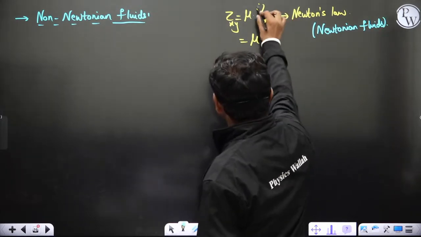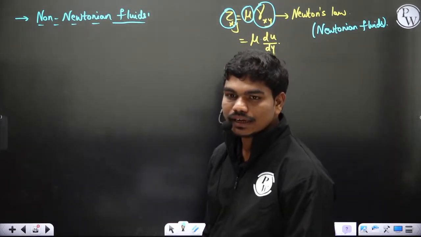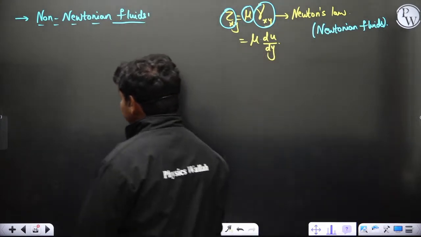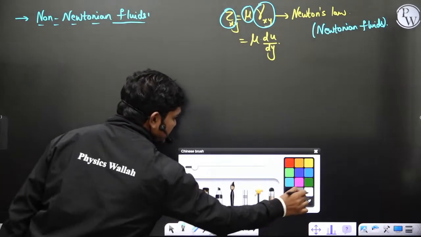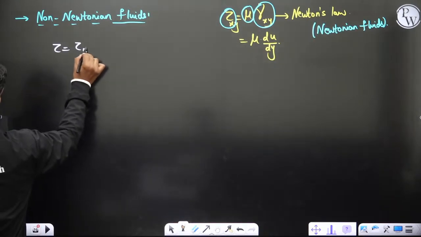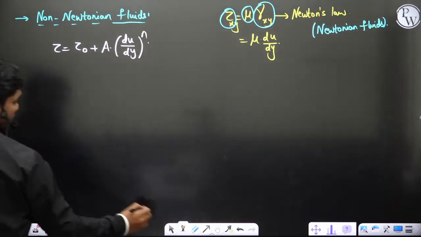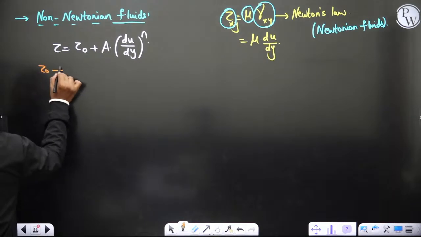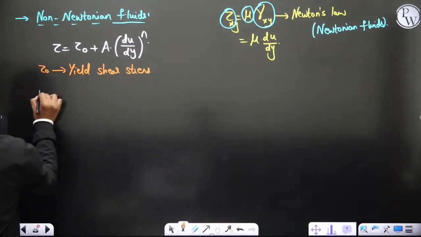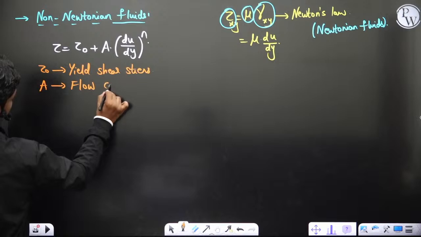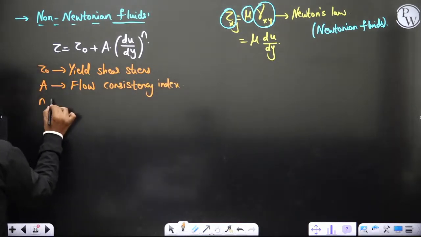It means if you change this gamma dot xy, this tau xy gets similarly changed, but this mu will actually stay the same. But now if you see, in general, this need not be the equation for all the cases. The actual equation for any fluid in general is given by tau is equal to tau naught plus A into du by dy whole power n, obviously. This tau naught is called yield shear stress. A is flow consistency index, obviously. And n is flow behavior index.